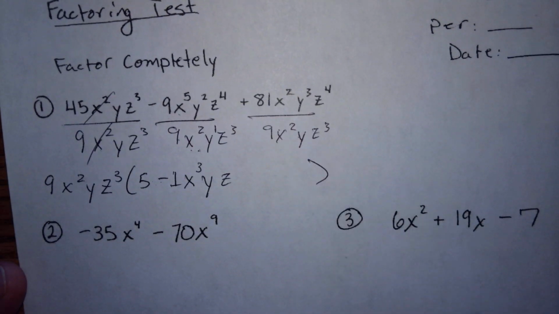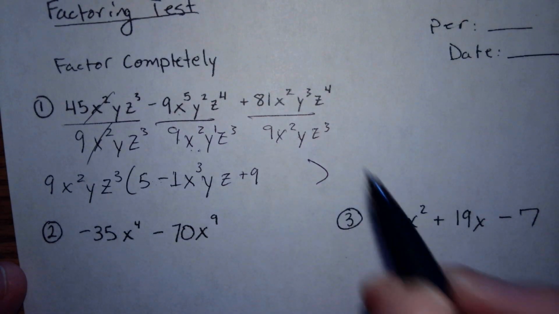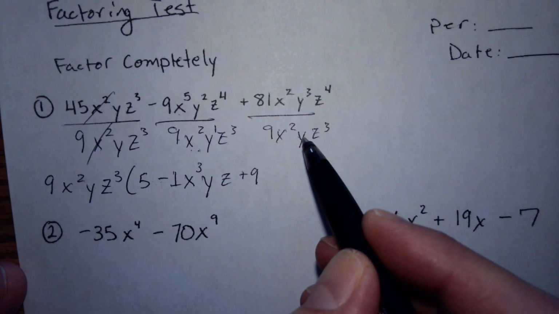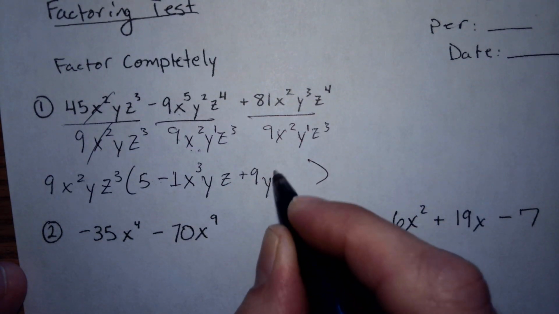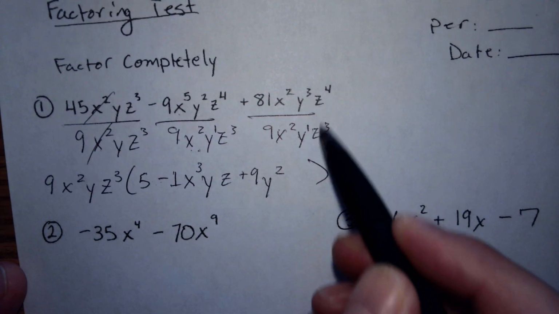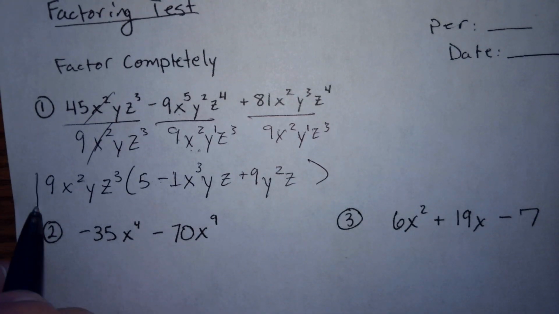And then 81 divided by 9 is 9. The x squareds cancel. The y cubed, so 3 minus 1 is 2. So y squared z. Or z to the 1.